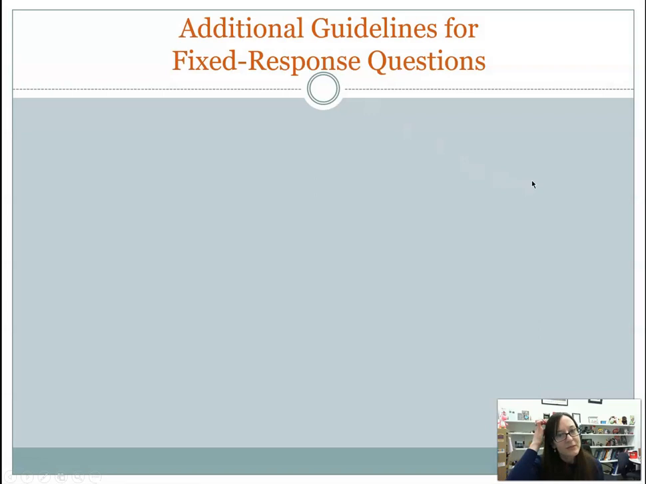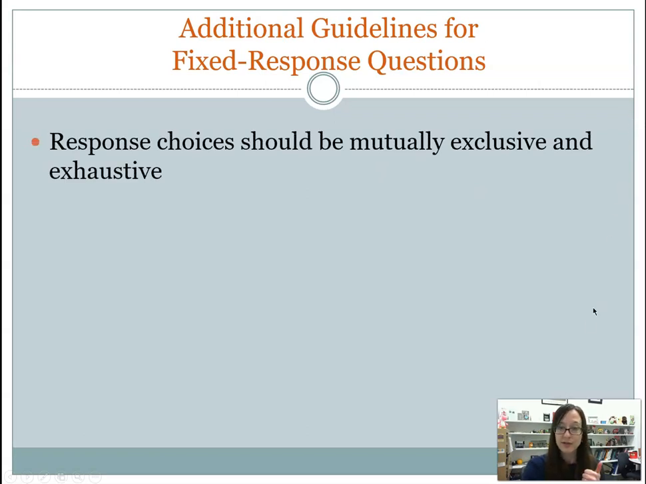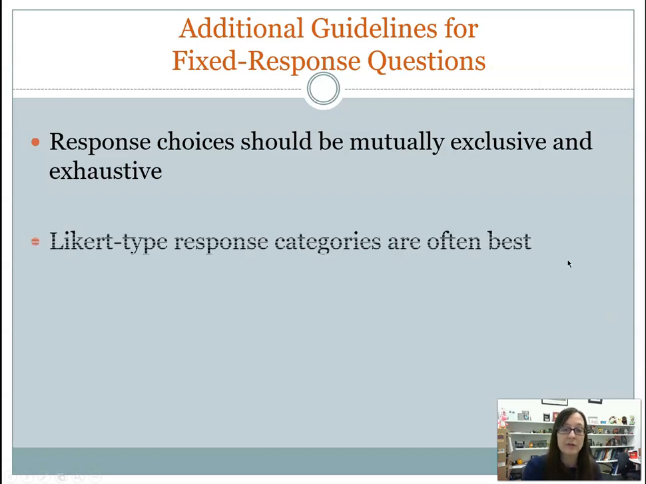So here are some additional guidelines specifically for fixed response questions, the closed-ended questions. The response choices need to be mutually exclusive and exhaustive. So everybody fits somewhere, but only one place. Exhaustive means that everybody can fit somewhere, but mutually exclusive means you can only fit into one category. If somebody can fit into multiple categories, and it's not a check-all-that-apply situation, then you're going to make them choose when they actually fit in more than one spot. So you want mutually exclusive and exhaustive.